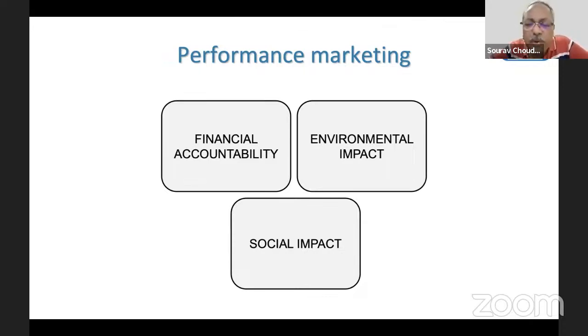There are many, many ways to support the society. There are organizations who sell their product, earn from it, and give a part of that earning for different kinds of development, possibly women's education, child education, and so on and so forth. That's where they impact the society in a positive manner. So these are all performance marketing impacts, and we need to remember the triple bottom line, which is financial accountability, environmental impact, and social impact.